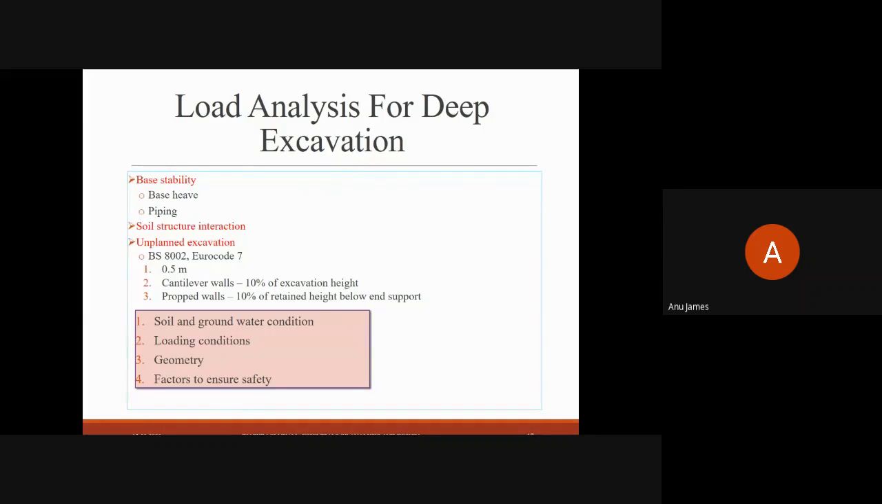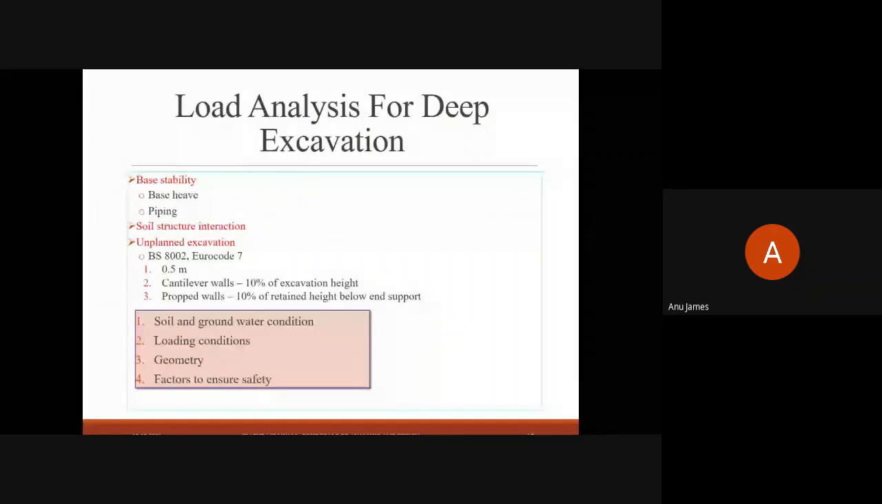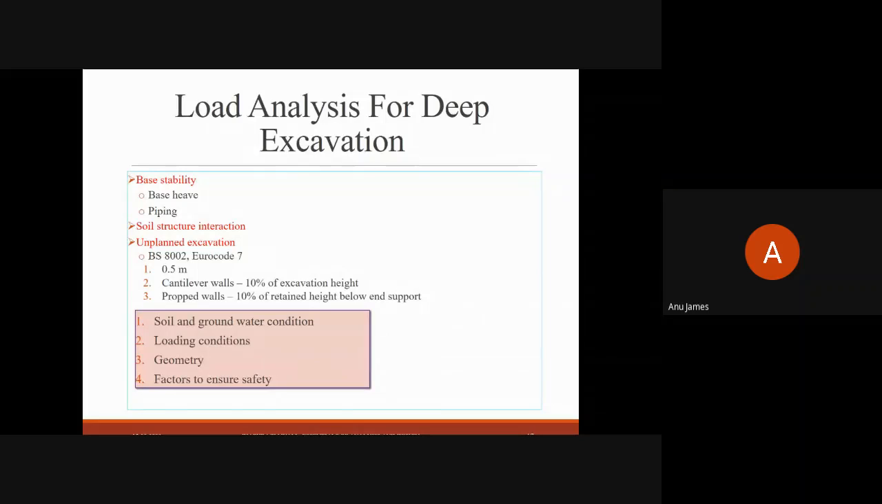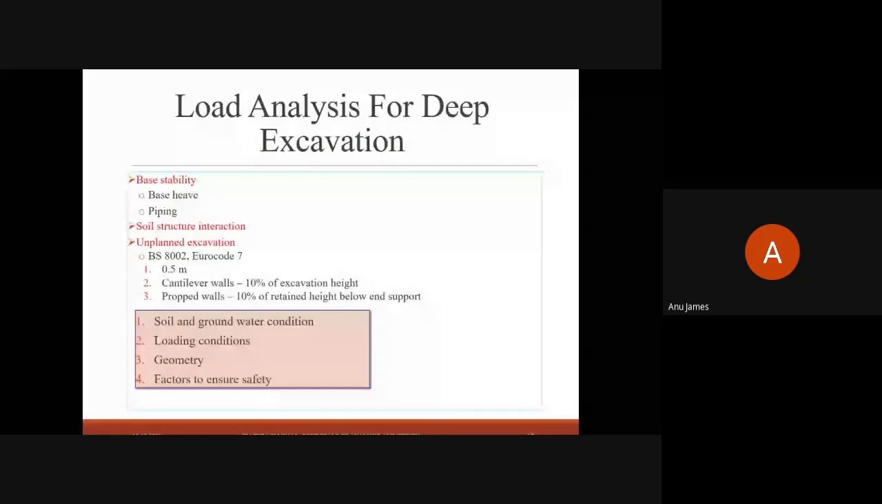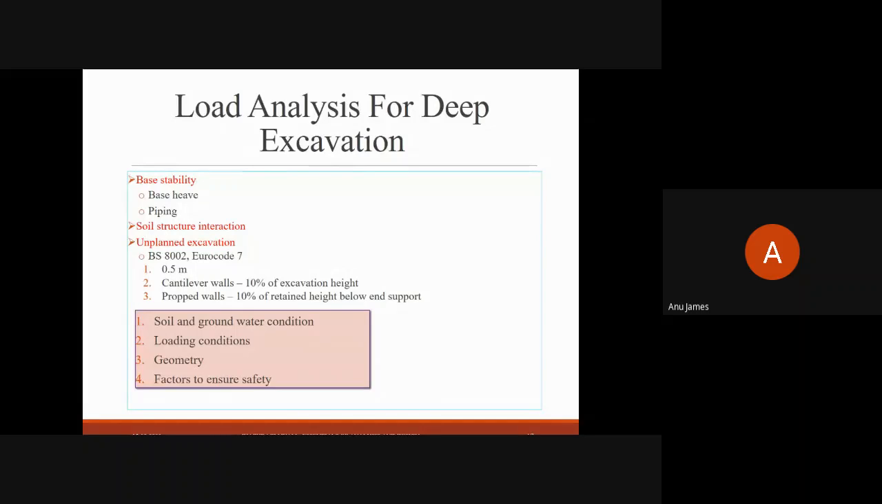So in general, we need to consider all the aspects of the following conditions: different soil properties and groundwater conditions, loading conditions which may occur, including different types of loads that can act on the system, geometry of the excavation as well as the geometry of the wall and the adjacent locations, importance of the area. Similarly, we need to consider the proximity to the adjacent buildings, etc.